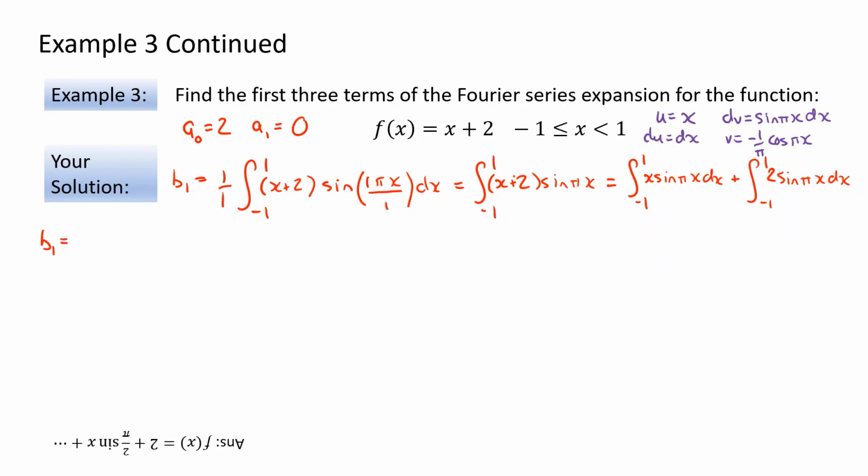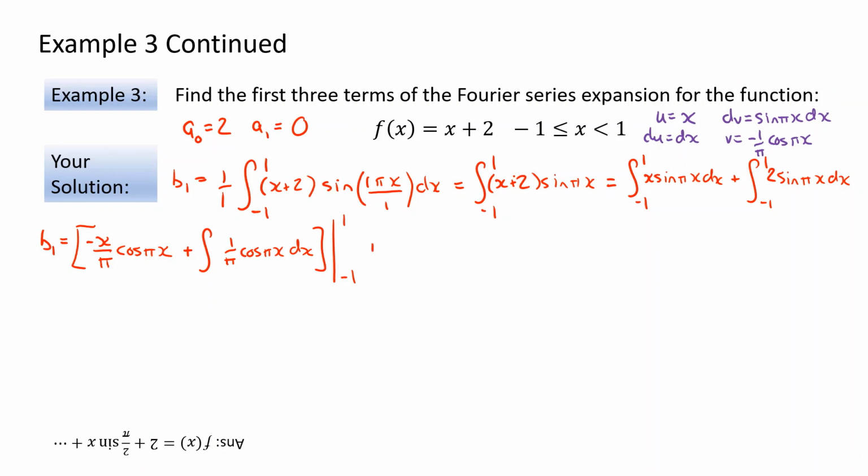So for our first integral, we have u times v, which is negative x over pi cosine of pi x, minus the integral of v times du, which is negative 1 over pi cosine of pi x dx. You can see I have two negatives. I like to consolidate that right at the start. So we can delete that negative there and change this to a positive. Again, that's all evaluated at 1 and negative 1.